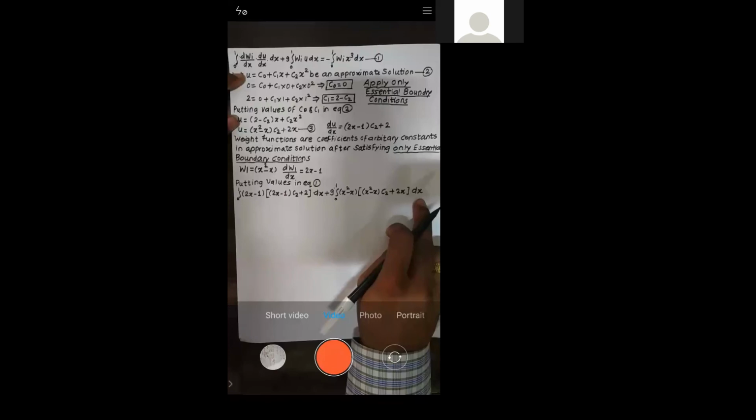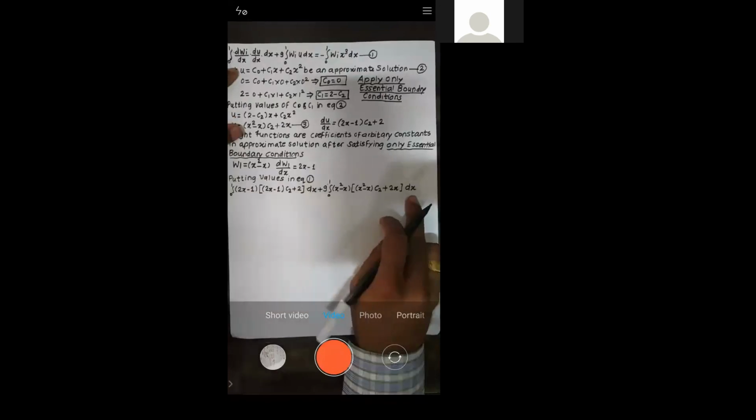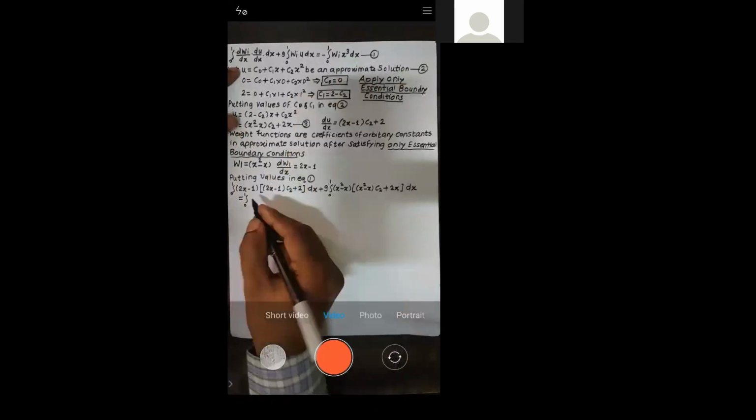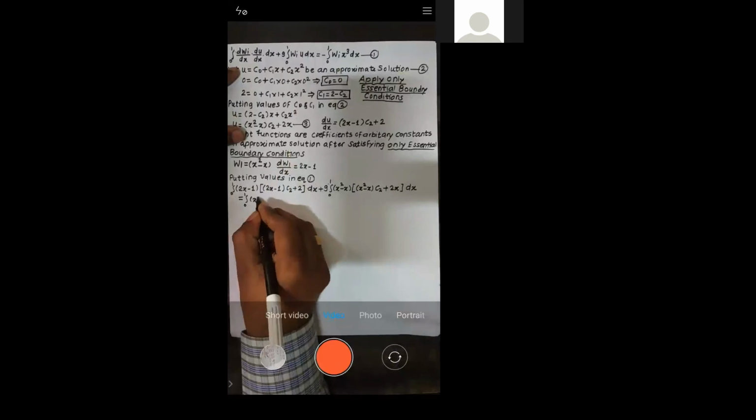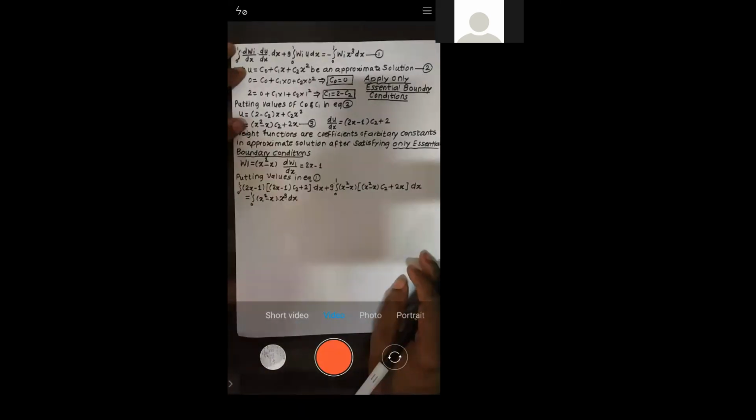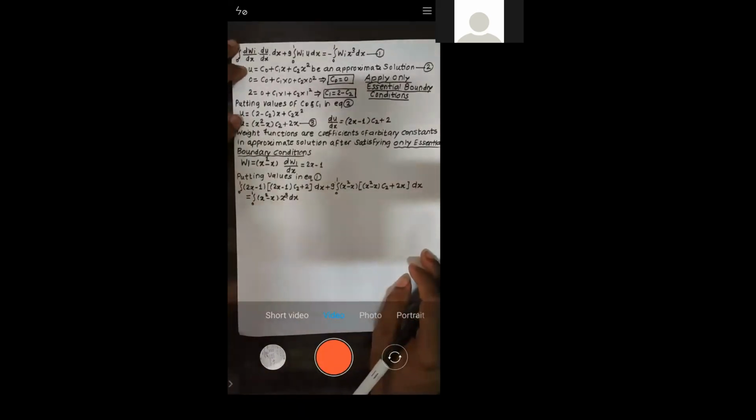Yes, sir. So this is equal to integral 0 to 1, weight function, again weight function. What is the weight function? x square minus x, this is weight function, into x cube dx. Is it okay? Into x cube dx. Now can we solve this? Let me know. Can we solve it or not? Can you solve this?